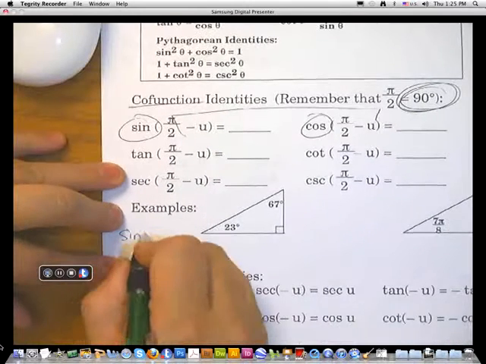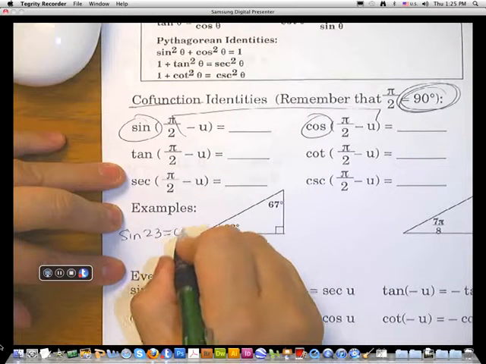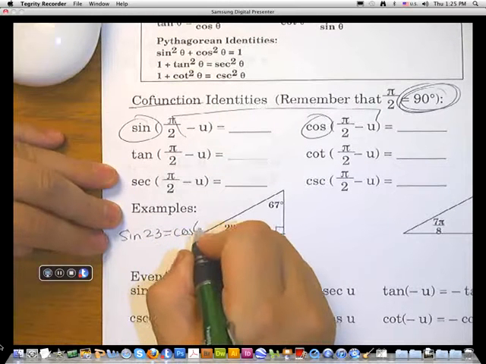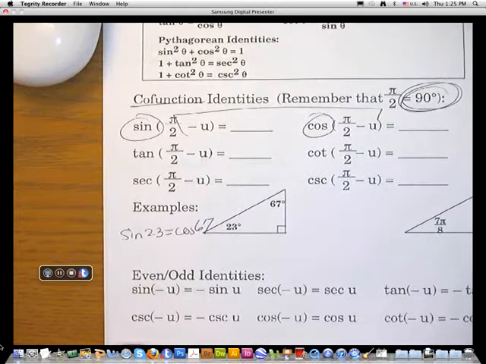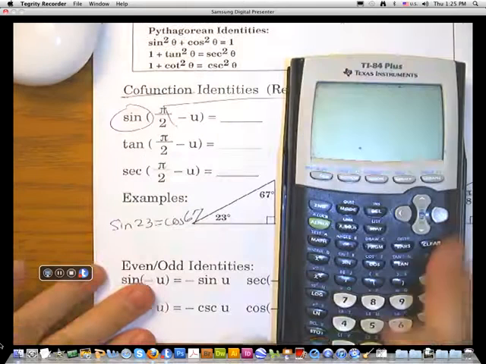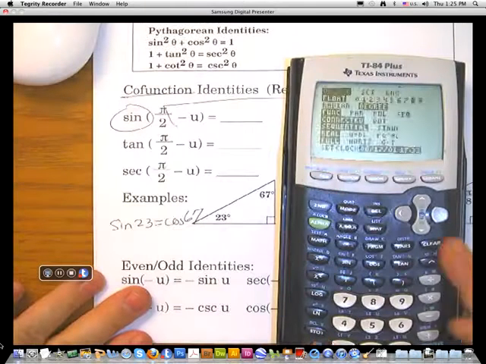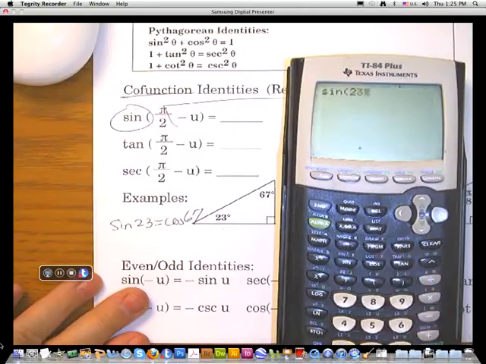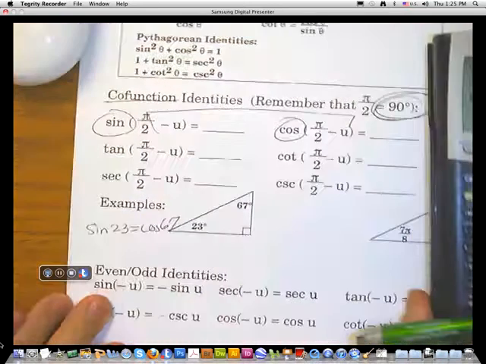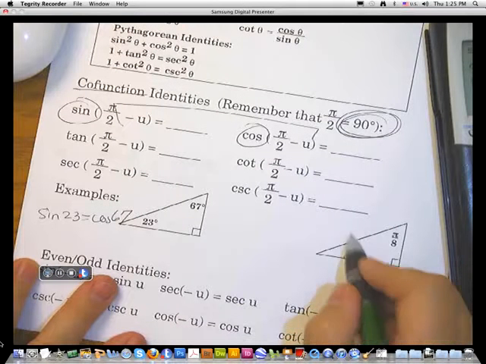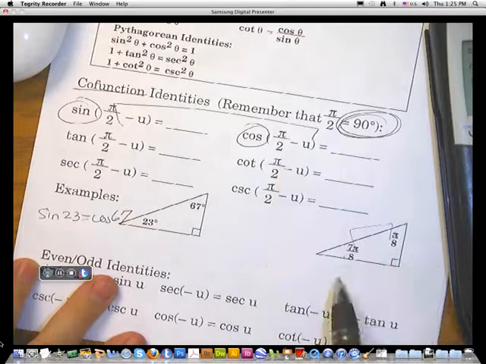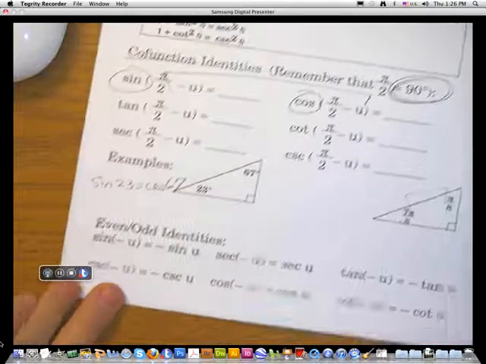If I do sine of 23, that's going to equal the same value as cosine of 67. Those have the exact same values. If you're unsure, go ahead and punch it in your calculator. As long as you're in degree mode, sine of 23 and cosine of 67 have the exact same value because they add up to 90 degrees. And the same thing happens when we're in radians, except they don't add up to 90 degrees, they add up to pi over 2, the radian equivalent.